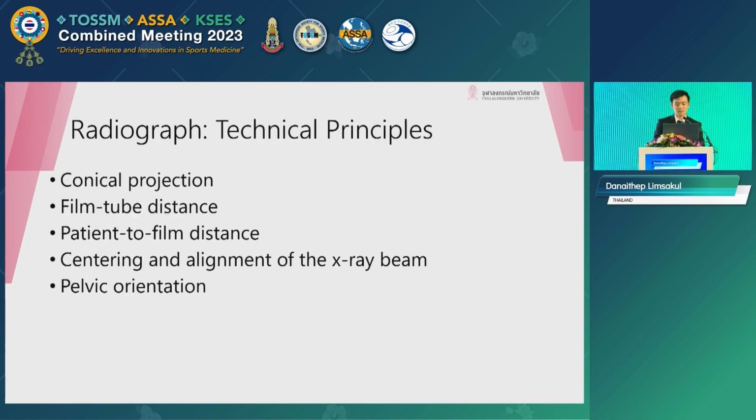So, what are the technical principles regarding the radiographs, which we send almost every day? The plain radiograph is basically a two-dimensional projection of a complex three-dimensional anatomy and is significantly influenced by the following parameters: the conical projection, the film tube distance, patient to film distance, centering and alignment of the X-ray beam, and pelvic orientation during acquisition. So we're going to go through each of it.